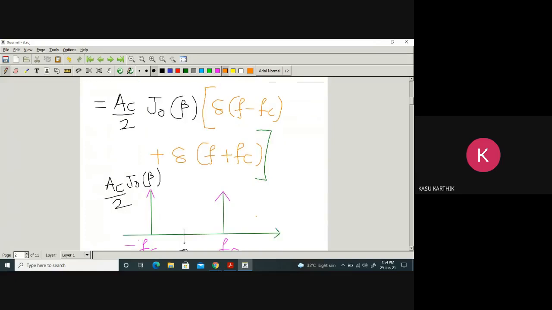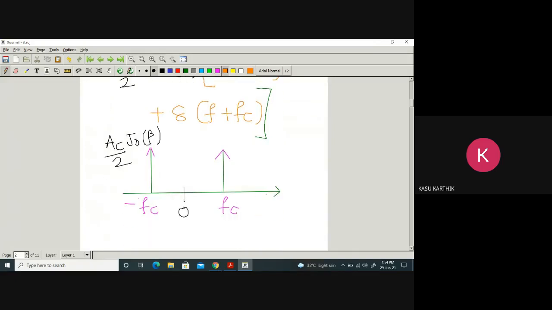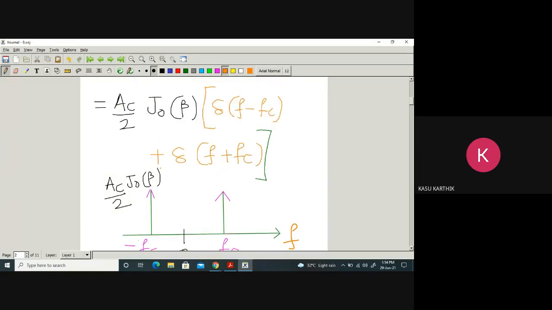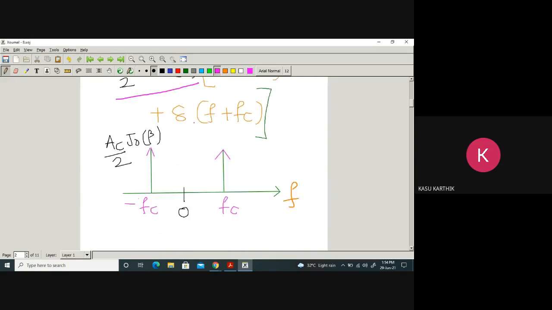Now this is the spectrum when n equal to 0. So what is the strength of the impulse? Ac by 2 J naught beta, at Fc and at minus Fc. At Fc and at minus Fc, we have an impulse whose strength is Ac by 2 J naught beta.